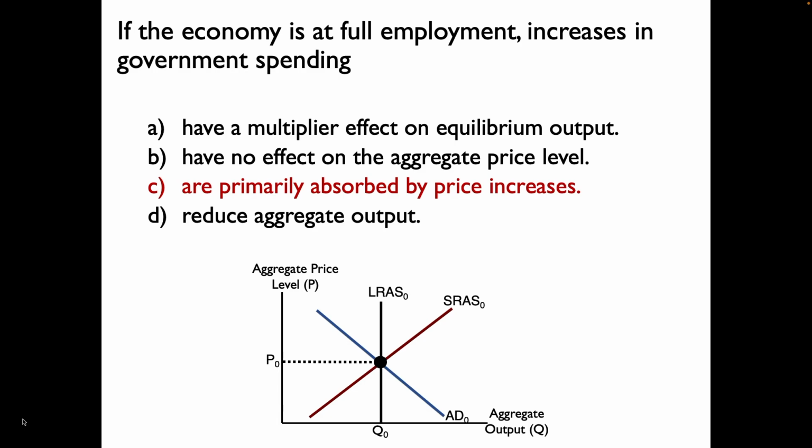Increases in government spending is an increase in G in the aggregate demand equation that shifts the aggregate demand curve to the right. In the short term, the economy does in fact increase output, but it's at the expense of higher prices, because the intersection of the short-run aggregate supply with the aggregate demand will be a point in which the price is higher, from P0 to P1.